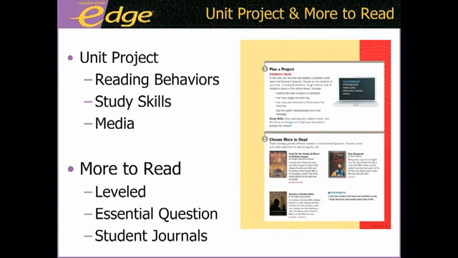Additionally, students have the choice to read books related to the essential question in the Edge Library. These books offer extended reading opportunities at a variety of reading levels and genres. Special in-book supports make these titles accessible to striving readers and English learners. And don't forget that there are student journals that students can download on their own on the Learning Edge website, as well as teacher's guides for each book that are available on the Teaching Edge.